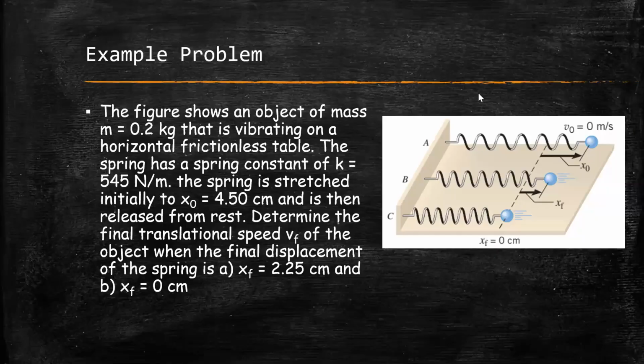Now going back to our slides. Let's try to solve problems involving energy in simple harmonic motion. We have here a problem. The figure shows an object of mass 0.2 kilogram that is vibrating on a horizontal frictionless table. The spring has a constant of 545 newtons per meter, and the spring is stretched initially by 4.50 centimeters and is then released from rest. Determine the final translational speed of the object when the final displacement of the spring is 2.25 centimeters and 0 centimeters.